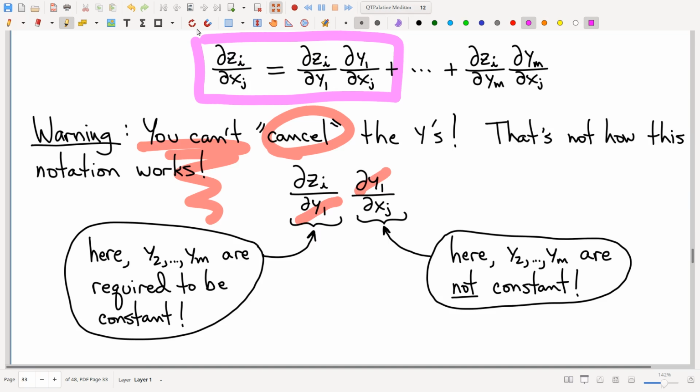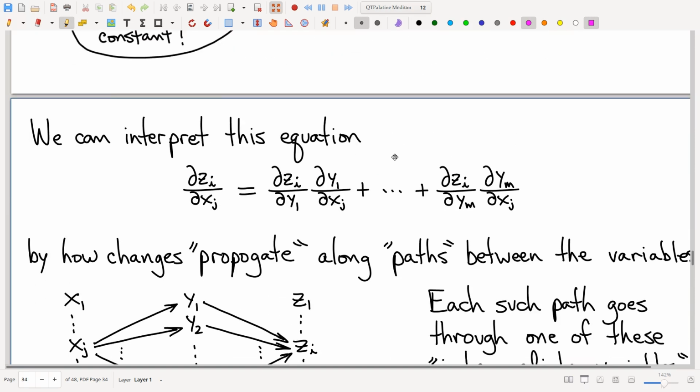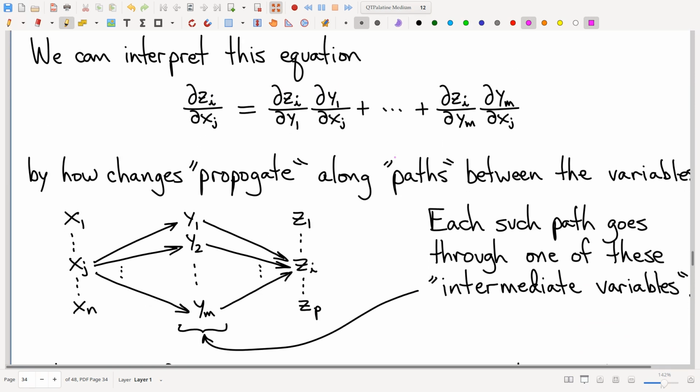And so again, this is why I make a big deal out of it. I'm trying to make sure that nobody steps on this dangerous landmine. Please, please, please don't make that mistake. You cannot cancel. This notation is misleading. This nonsense that I have on the page here is garbage. Okay. Okie dokie. How are we going to make sense out of this equation?